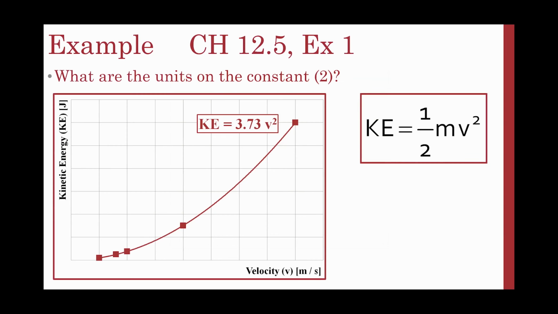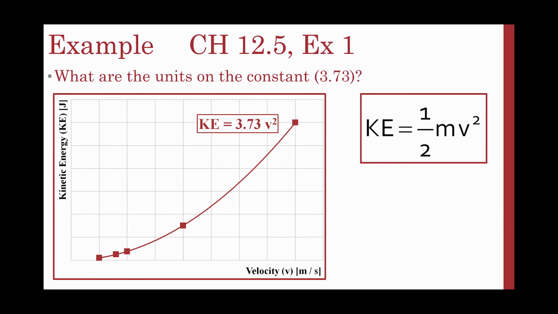So what are the units of the constant 2 in this case? The equation that we're comparing it to is KE is equal to 1/2 mv squared. If we compare the two, our exponents are always unitless. So exponents are always unitless. So the 2 in this case is unitless.